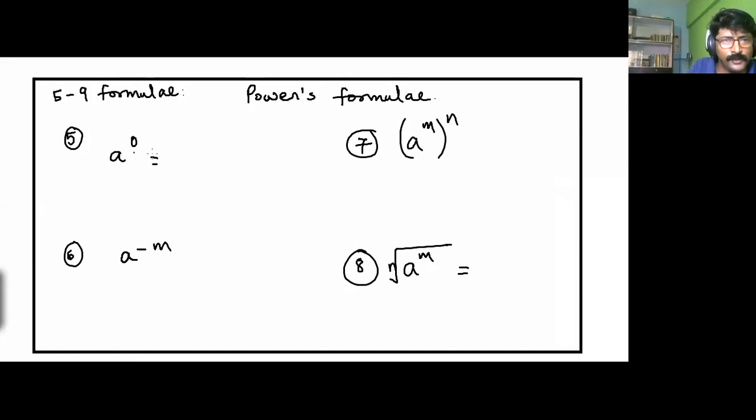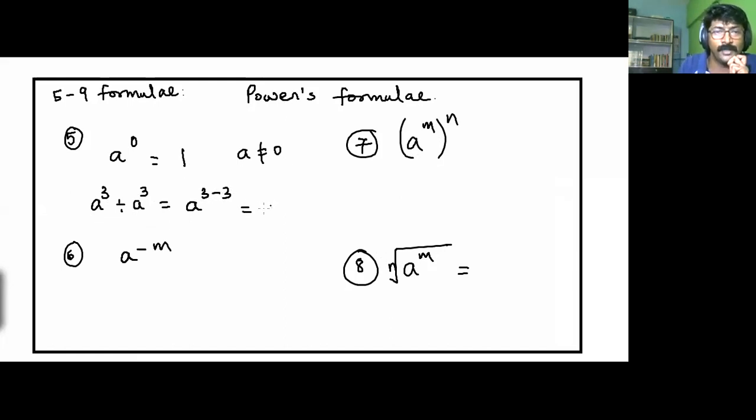Anything raised to power 0 is always 1, except a should not be 0. Reason for that? Look at this. Let me give you a power 3 divided by a power 3. What will happen? Why is this a power 0 equal to 1? Because a power 3 divided by a power 3 will become a power 3 minus 3, which is a power 0.